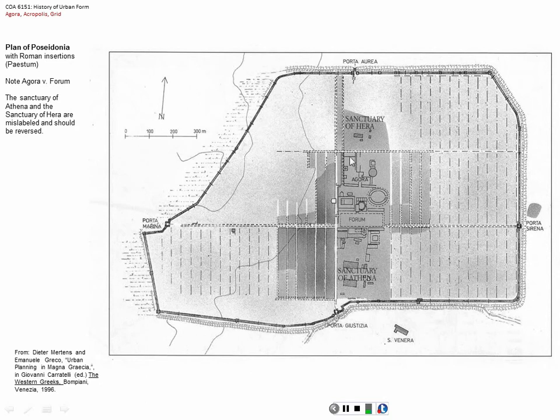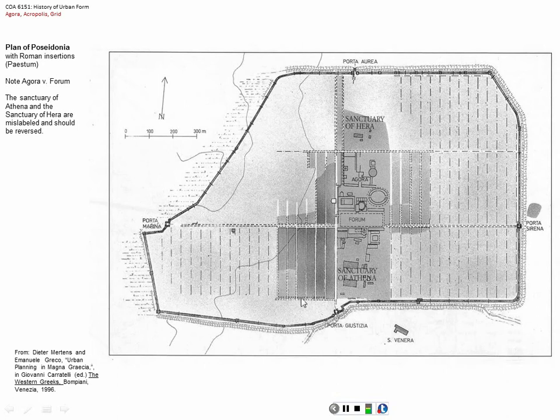This is actually backwards, and the sanctuary of Hera should be the sanctuary of Athena, and the sanctuary of Athena should be the sanctuary of Hera. This is Hera, and this is Athena. And how Dieter Mertens could have gotten that backwards, I don't know.